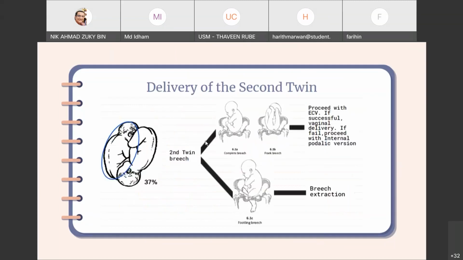So if the second twin is breech, normally we will proceed with ECV. If the ECV is successful, we will proceed with vaginal delivery. But if the ECV fails, normally we will proceed with internal podalic version. But this is only if the second twin presents with complete breech or frank breech. If the second twin presents with footling breech, we will perform breech extraction.